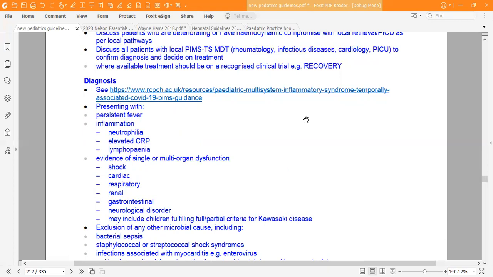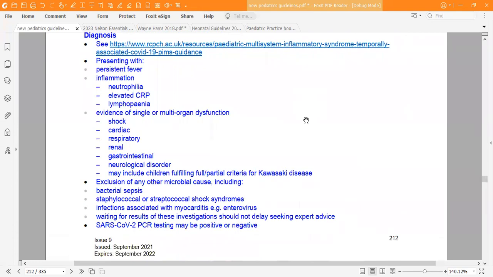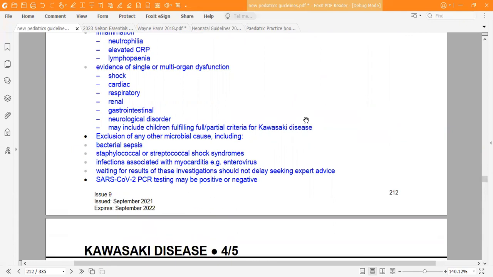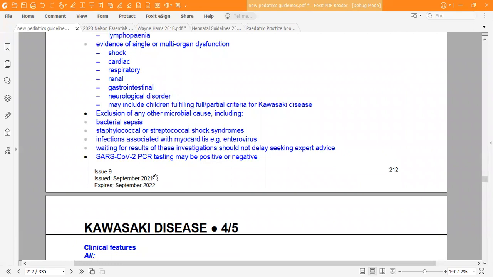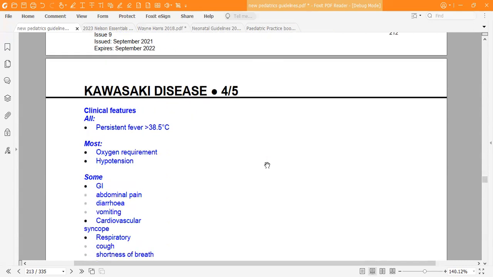compromise, respiratory, renal, GIT, gastrointestinal, neurological. May include children fulfilling full or partial criteria for Kawasaki disease. Exclusion of any other microbial cause, including bacterial sepsis, staphylococcal or streptococcal shock syndromes, infections associated with myocarditis, for example, enterovirus. Waiting for results of these investigations should not delay seeking expert advice. SARS-CoV-2 PCR testing may be positive or negative in this case.